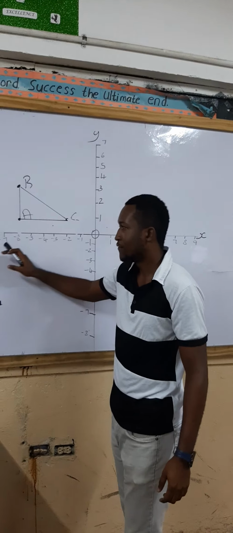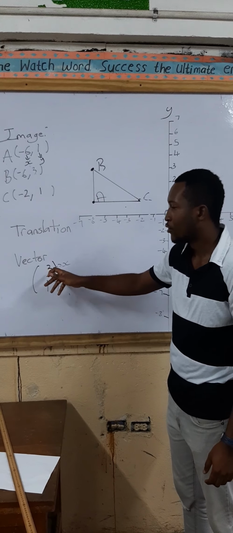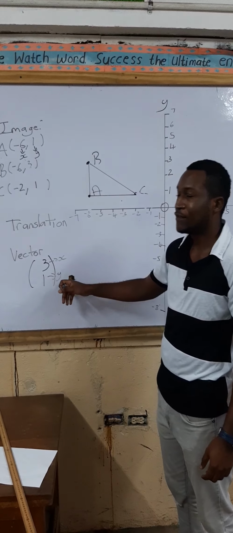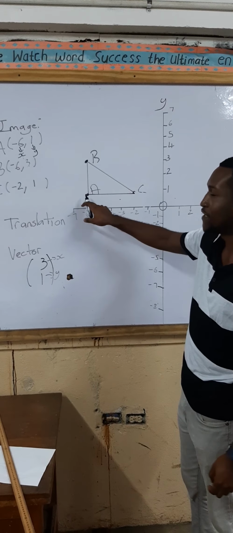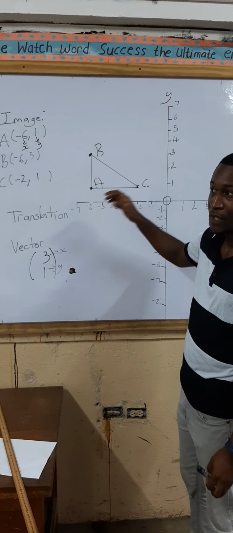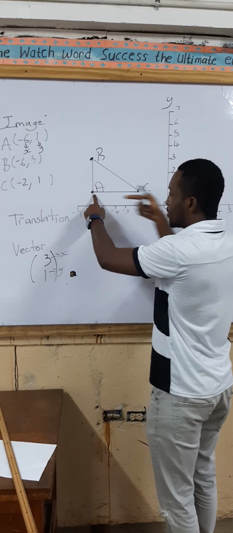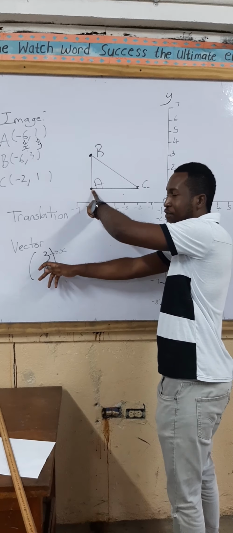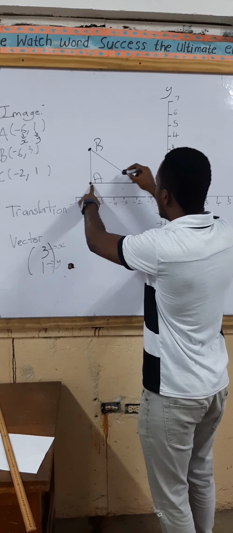What the translation vector is saying is that for each point, we need to move it 3 places positively on the x-axis and 1 place positively on the y-axis. So if point A is here and point A is at -6, the new point needs to be 3 places positive on the x-axis. So the x-axis is going like this because it is horizontal. So from A, we need to move 3 places to the right because it is positive. So A would be 1, 2, 3 places.